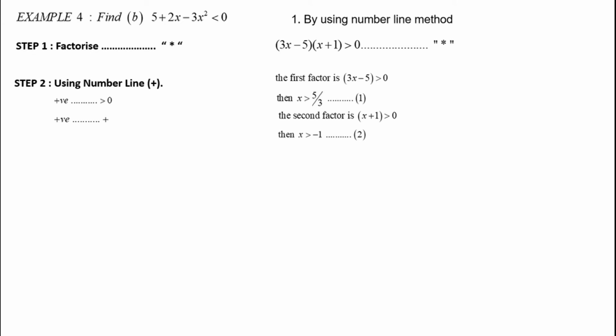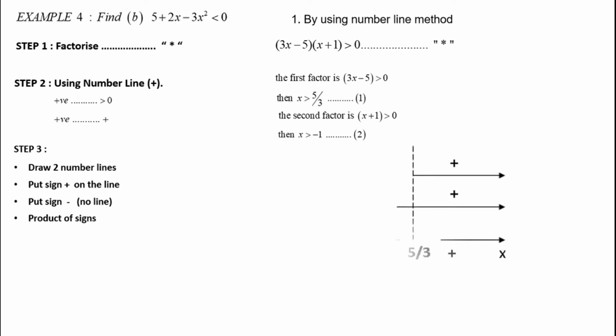Step 3. First, sketch the line of the x-axis, together with our roots of x equal to -1 and x equal to 5/3, then sketch 2 more lines to the right. Based on our roots, divide the line into 3 parts. Then on the line we put a positive sign, while on the non-line we put a negative sign. Then, our sketch will be formed like this.